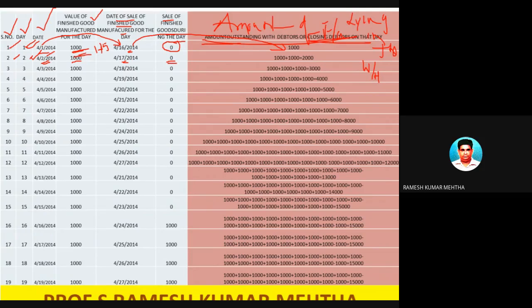So until such time, for the last 2 days there is no sale. So the accumulated finished goods are 1,000 plus another 1,000 is equal to 2,000. Hope you have understood this point.